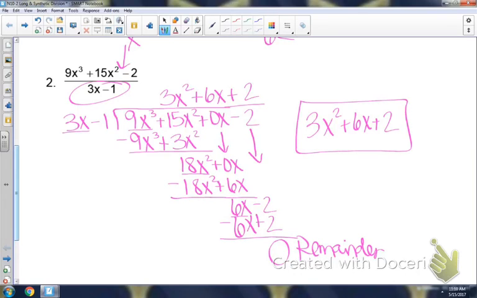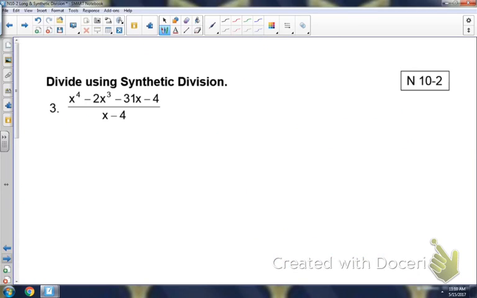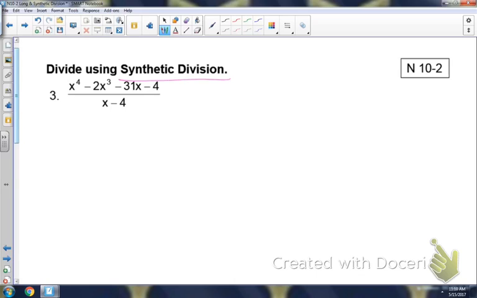Okay, so that's using long division, dividing polynomials. Now we're going to look at a different method. We're going to divide by using synthetic division. This one, everyone seems to like a little more than long division, but there's lots of steps that you have to remember.